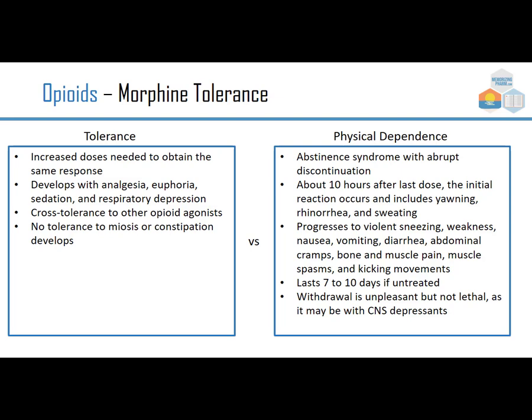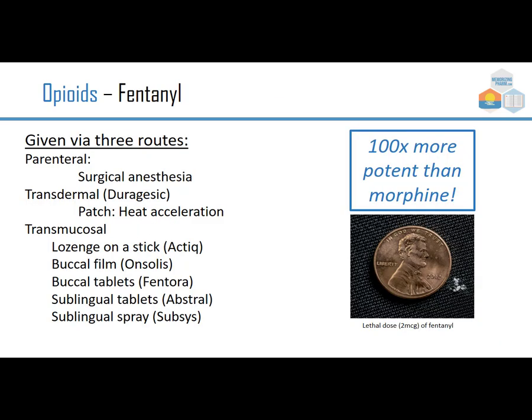Physical dependence, so you've got abstinence syndrome with abrupt discontinuation. About 10 hours after the last dose, the initial reaction occurs, which includes yawning, rhinorrhea, and sweating. It progresses to violent sneezing, weakness, nausea, vomiting, diarrhea, abdominal cramps, bone and muscle pain, muscle spasms, and kicking movements, and lasts 7 to 10 days if untreated. Withdrawal is unpleasant, but not lethal as it may be with the CNS depressants.